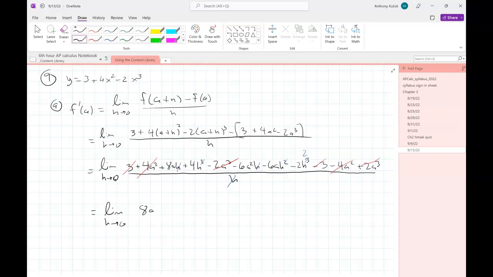Now let's just see what we have here. So that's what we got left. Minus 2h squared. And if we do our direct substitution now, we're left with just 8a minus 6a squared. So that's my f prime of a.